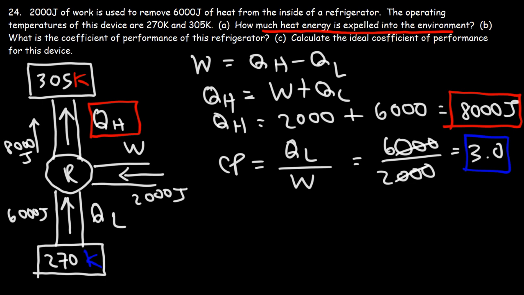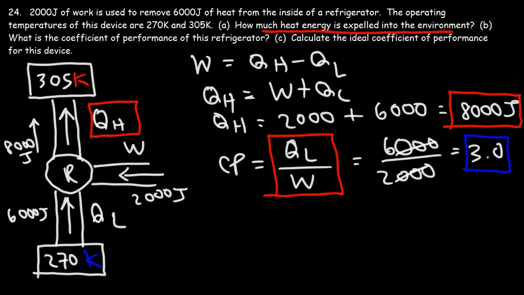So the coefficient of performance is basically the ratio of the thermal energy that can be removed from the inside of the refrigerator in relation to the mechanical work of electrical energy that you're putting into the refrigerator to get the job done.